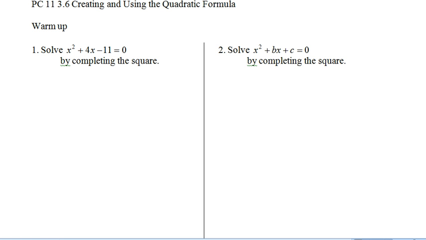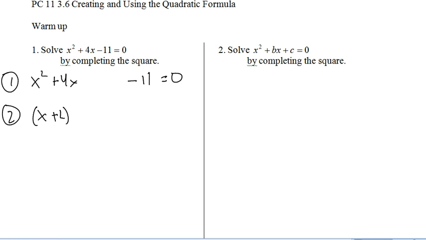So let's have a look at x squared plus 4x minus 11 equals 0. And I'm going to label that step 1. And then in step 2, I go x plus 2 squared, and that has to be plus 4 minus 4 because that's 2 squared. And then I get negative 4 and negative 11 is minus 15 equals 0.